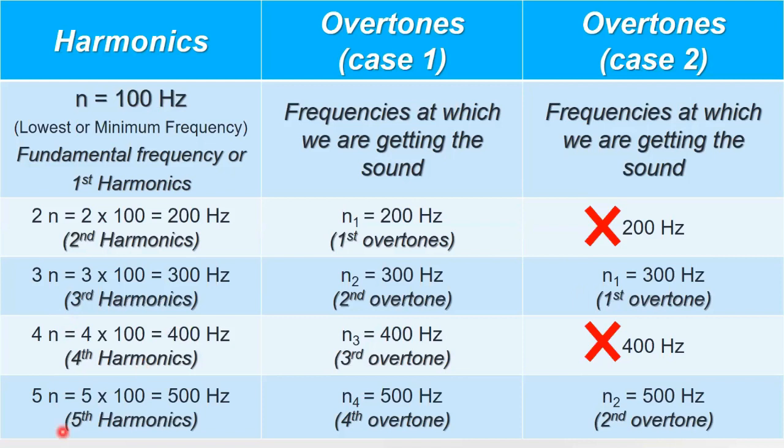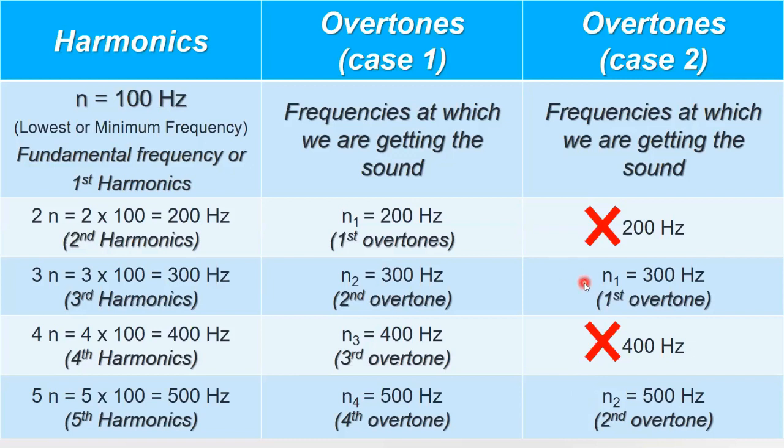That means the third harmonic, the fifth harmonic, and if you continue this, you will get the seventh harmonic, the ninth harmonic. So in some cases, only odd harmonics are present, while in other cases, all the harmonics are present. So harmonics may or may not be present, but overtone is the actual sound which is produced by the given instrument, or the frequencies at which we are getting the sound. We are actually getting the sound of this frequency.